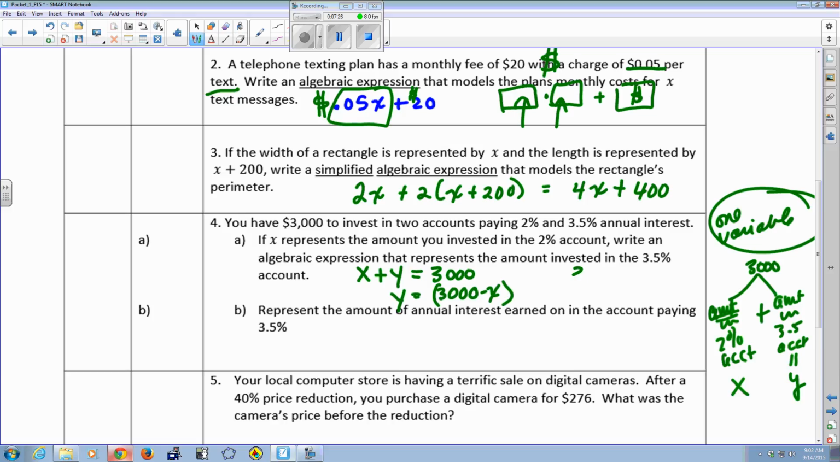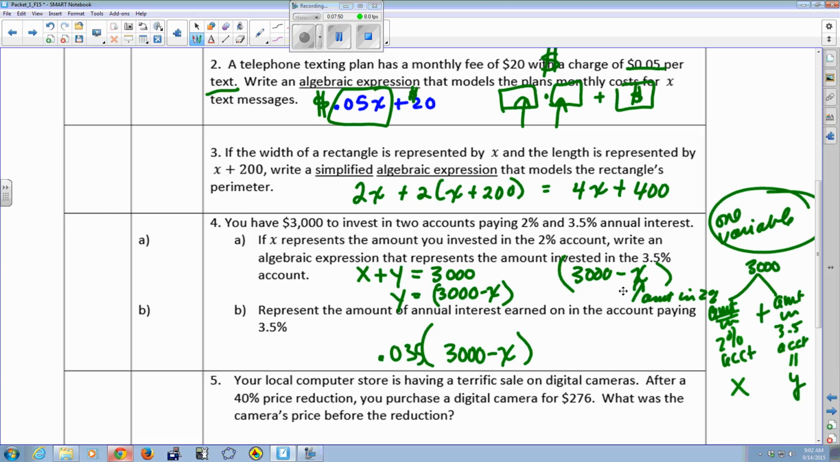So 3,000, take away the amount. See, this is the amount in the account that pays 2%, is what's left over. Your total, take away the amount in the other account. So this is how you represent the actual amount of money. To represent the interest earned on that, you have to say how much money you're putting in, and then you put the interest rate on.